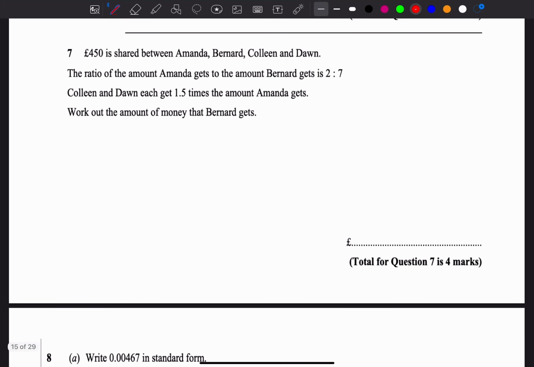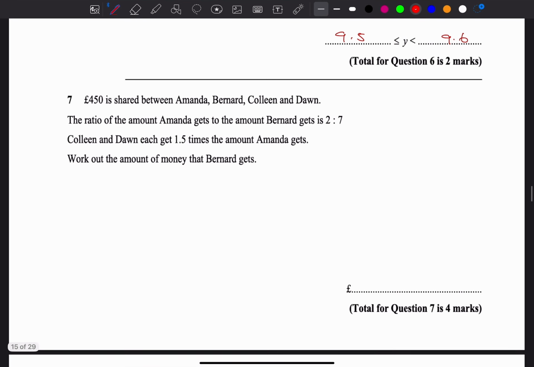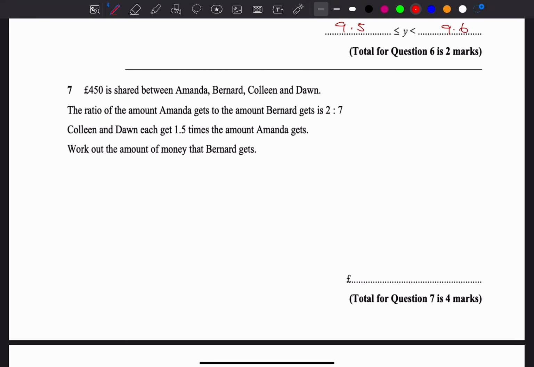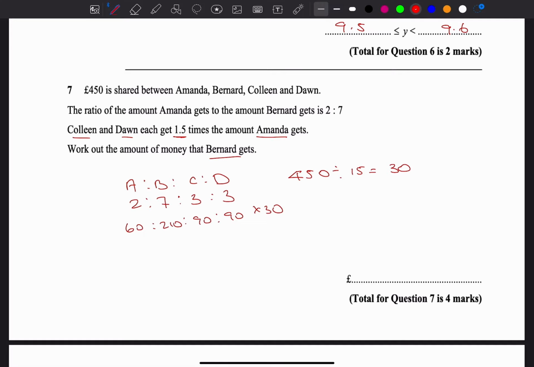450 is shared between them. So A is to B is to C is to D. A is to B is 2 is to 7. C and D get 1.5 times the amount of Amanda. Amanda is 2. 2 times 1.5 is 3. Total is 450 divided by a total of 15. If you divide by 15, that's 30, times everything by 30. That's 90, 90, 210, 60. You want Bernard. Bernard is 210.